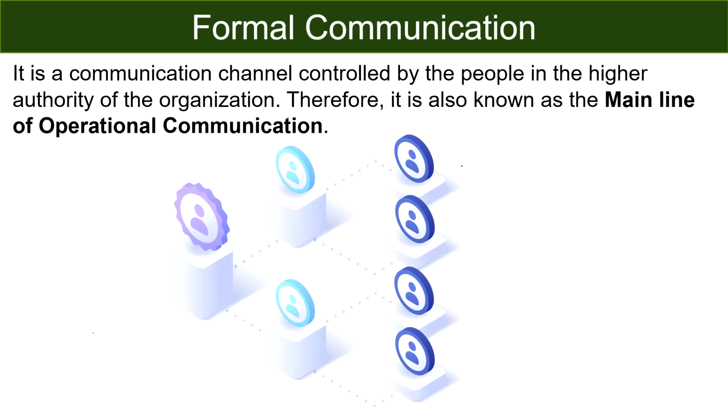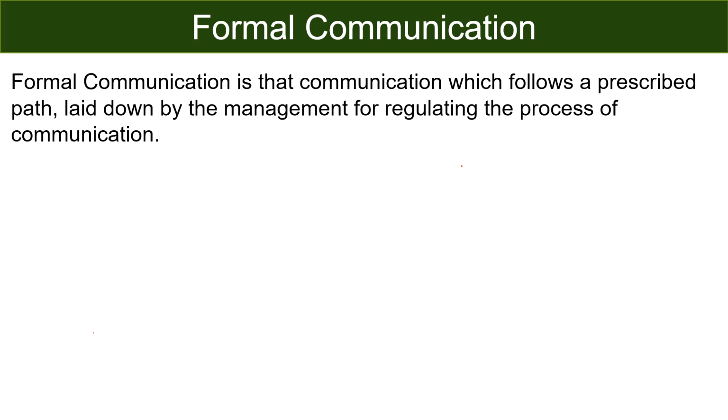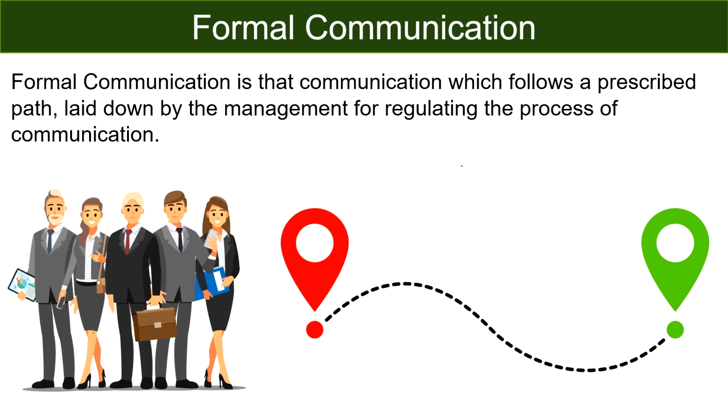Formal channels of communication. It is a communication channel controlled by the people in the higher authority of the organization. That is why it is also known as main line of operational communication. The flow of communication takes place through formal channels, which ensures timely and accurate dissemination of information. In short, we could say that formal communication is that communication which follows a prescribed path, laid down by the management for regulating the process of communication, so that the information can be conveyed to the receiver in the minimum span of time at lower cost and without any hindrance.